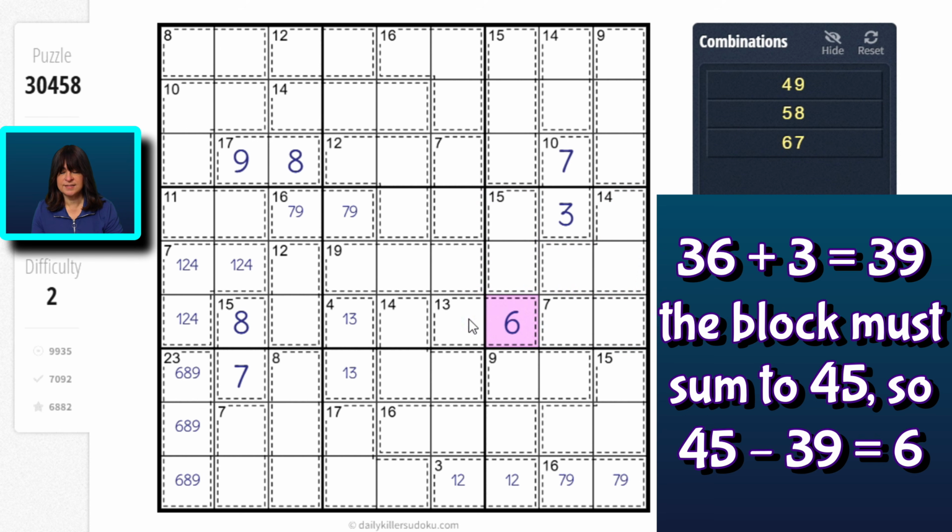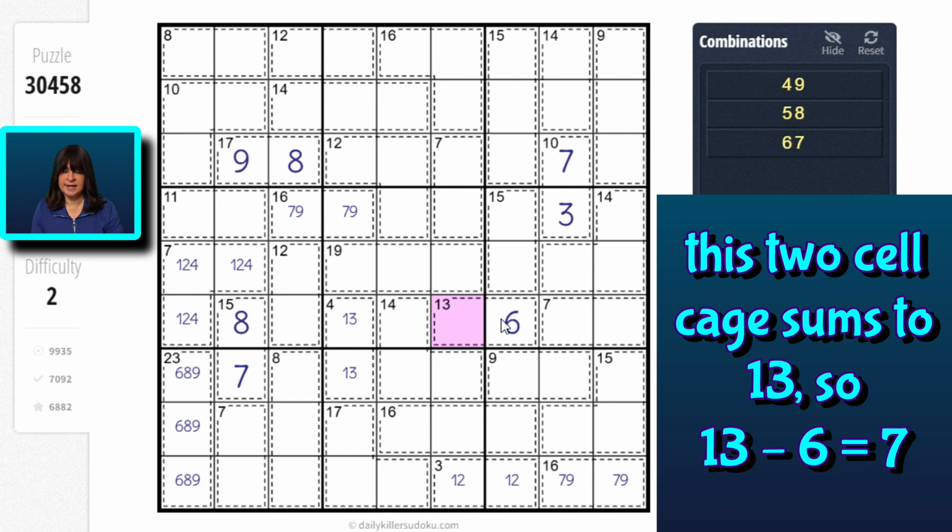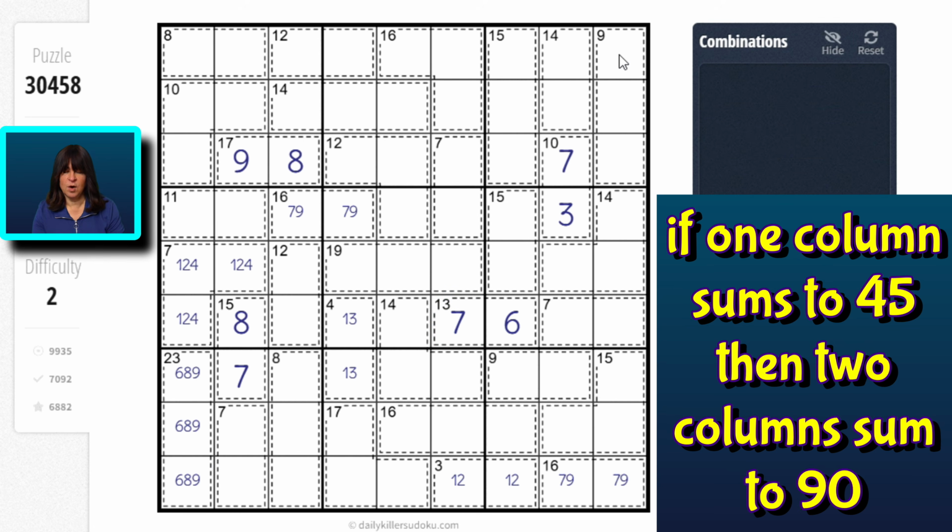39 plus 6 gets us to 45. And now if this cage adds to 13, then this cage has to be a 7. We're on a roll. Now, if one column with the numbers 1 to 9 adds up to 45, then two columns adds up to 45 plus 45, or 90, right?